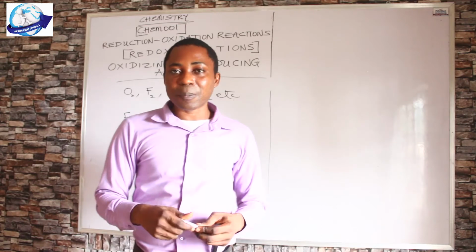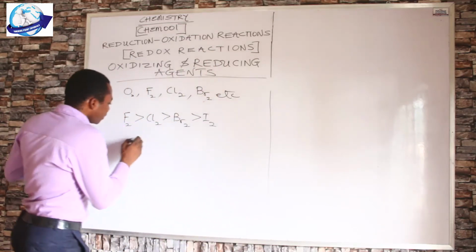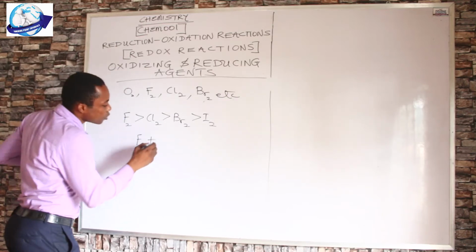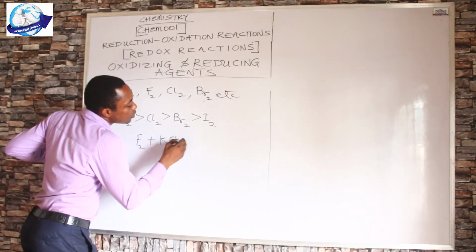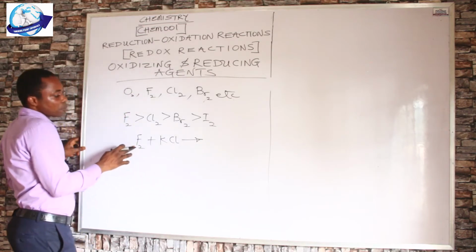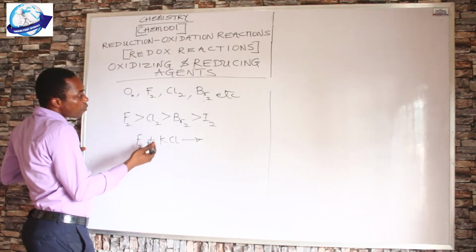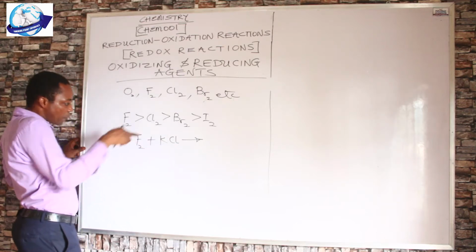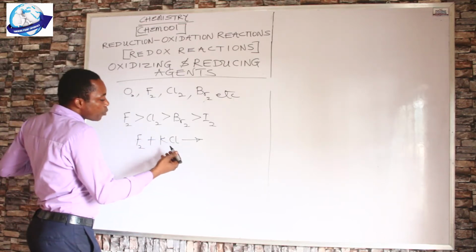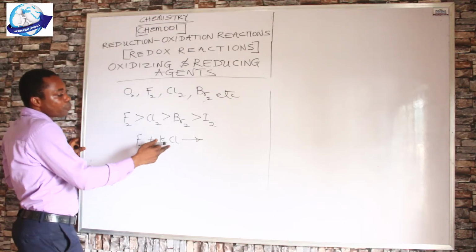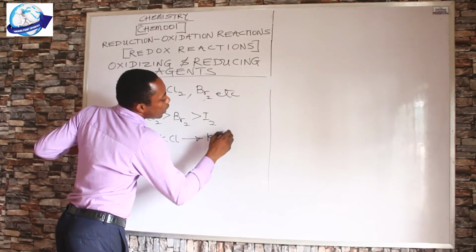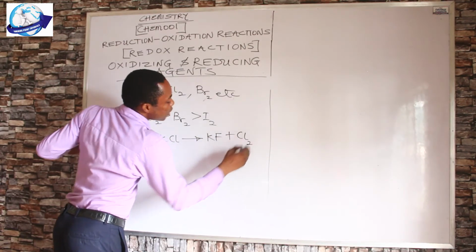Now, let's give you an example. For instance, fluorine plus potassium chloride. When you react them, fluorine is more of an oxidizing agent than chlorine, so fluorine has a right to displace chlorine to form potassium fluoride, and then you have chlorine staying on its own.